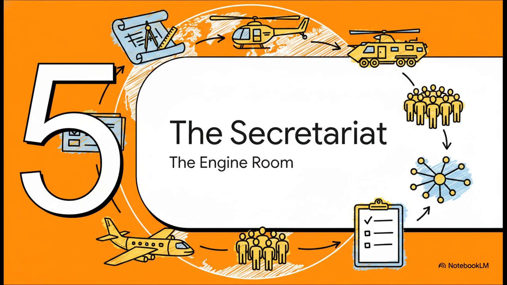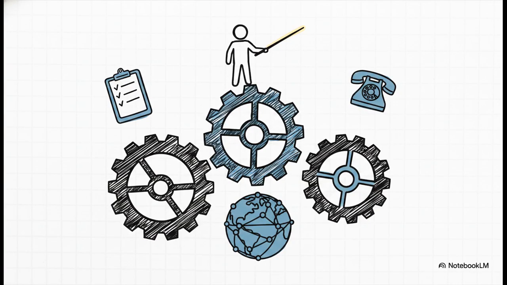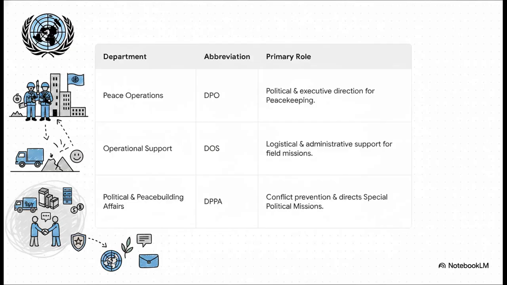Okay, so the mission has been authorized by the Security Council, and it's been funded by the General Assembly. But who actually plans it, deploys it, and manages the thousands of people on the ground? Well, that's where the Secretariat comes in. The Secretariat is basically the UN's administrative and operational arm, led by the Secretary General. It's a vast organization, but when it comes to peace and security, its work is really driven by 3 key departments that we need to get our heads around. This slide does a great job breaking down the division of labor.